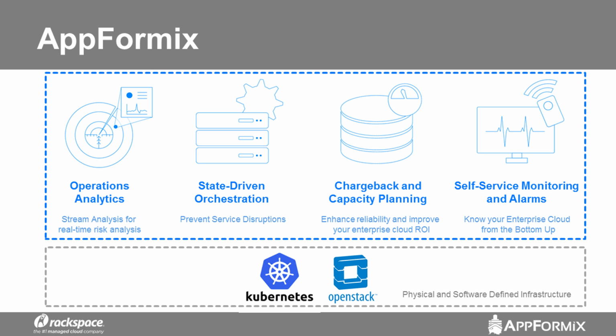The third thing that we do is chargeback and capacity planning. Now, in any modern environment, it's very important to keep your users informed as to what they are utilizing in the infrastructure. And AppFormix can deliver that report-based experience to your users. It can constantly inform the users what they're consuming in the infrastructure and also how much it's costing for them to consume those resources in the infrastructure.